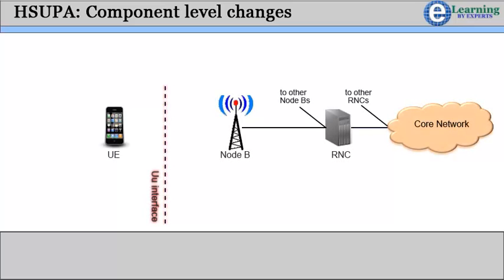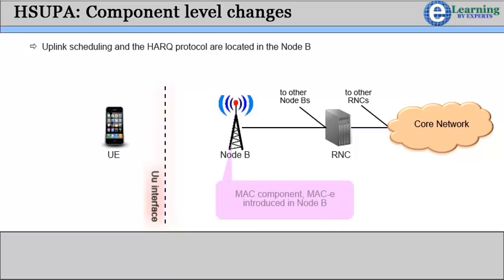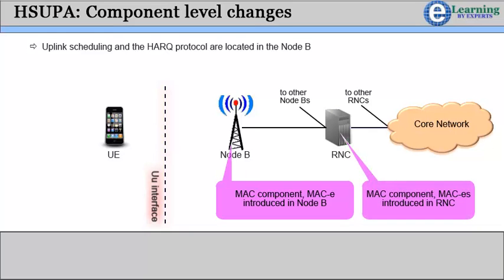HSUPA further enhances the HSDPA distributed architecture. Both the uplink scheduling and the HARQ protocol are located in the node B instead of the RNC, in order to move processing closer to the air interface and be able to react faster on the radio link situation. Node B contains a new medium access control entity called MAC-E, and the RNC contains a new medium access control entity called MAC-ES. Both MAC-E and MAC-ES entities terminate within the medium access control layer of the UE.